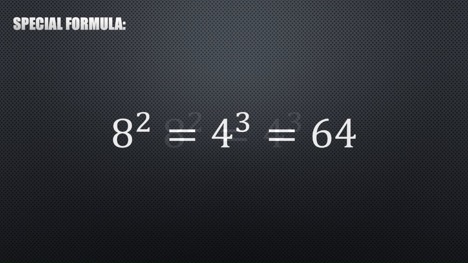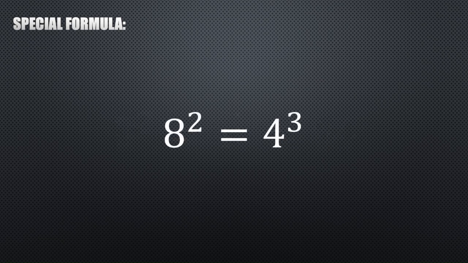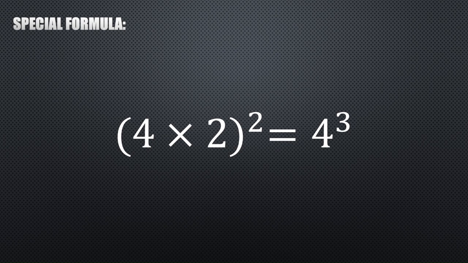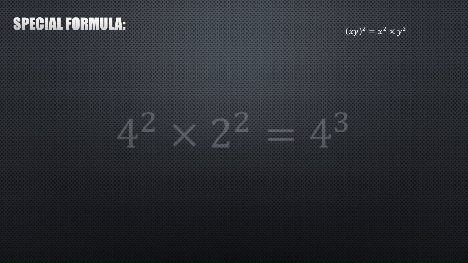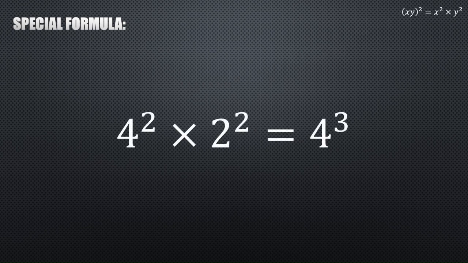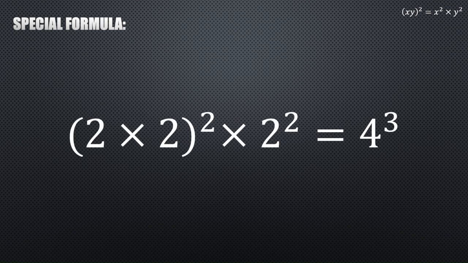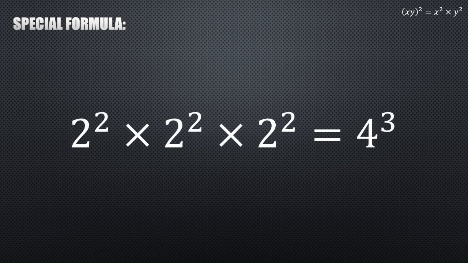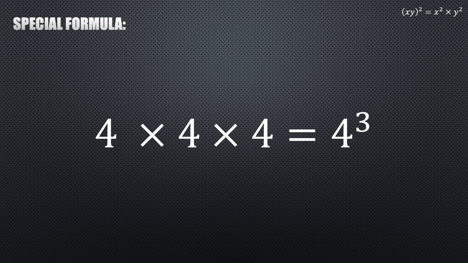Why? When we look back at our problem, how can we solve it? Well, there's a simple way. 8 is equal to (4 into 2) whole square. And using the property that (x into y) whole square is also equal to x square into y square, we can separate it into 4 square into 2 square. Now we can again simplify the 4 square as (2 into 2) whole square. Again using the property, it becomes 2 square into 2 square into 2 square. Simplifying each individual square, it becomes, guess what? 4 into 4 into 4, which is obviously 4 cube.